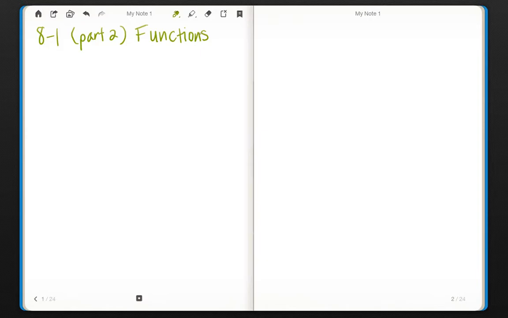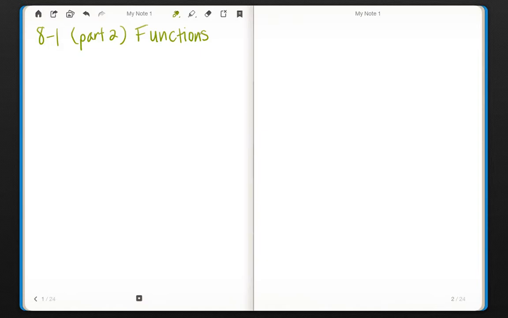We learned the vertical line test, and remember that's where you can look at the graph, and if there is any place where a vertical line going up and down touches more than one point, then it fails. It's not a function. So those are different ways to tell if it's a function.